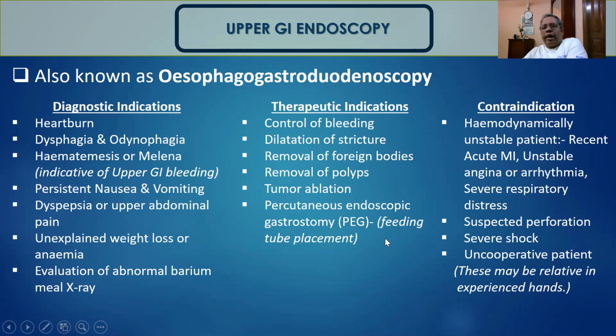So what about the contraindications? The contraindications are: whenever a patient is hemodynamically unstable, never ever go for endoscopy.